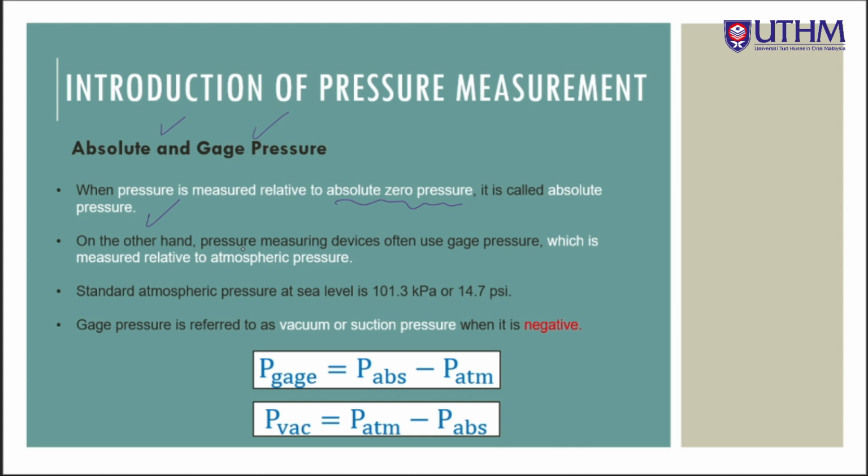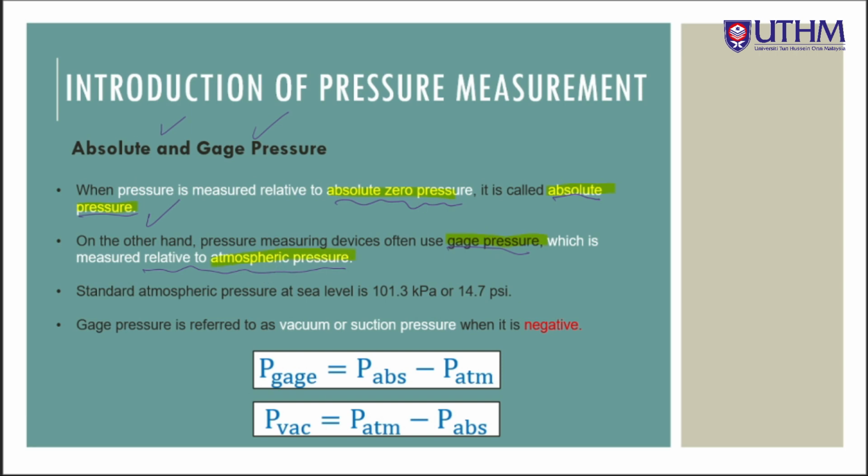Okay, on the other hand, pressure measuring devices often use gauge pressure, okay, in which is measured relative to atmospheric pressure. Okay, jangan confuse absolute pressure dengan the gauge pressure. Okay, the absolute pressure, if let's say kita consider the pressure is measured from the absolute zero. However, for the gauge pressure, bila kita consider relative to atmospheric pressure.